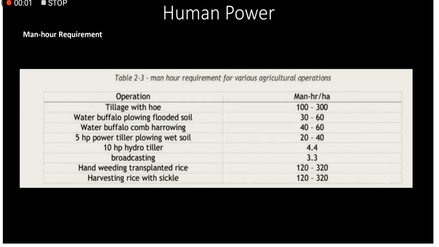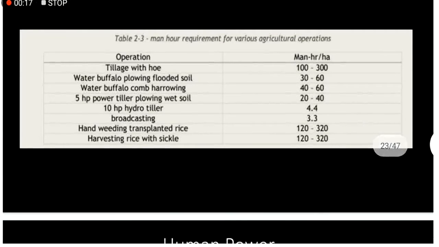Hi, welcome back. Let us now continue our discussion of human power. In Table 2.3, we can see the man-hour requirement for various agricultural operations. The data here is the man-hour requirement per hectare, that is, how many man-hours we need to finish a 1 hectare field.